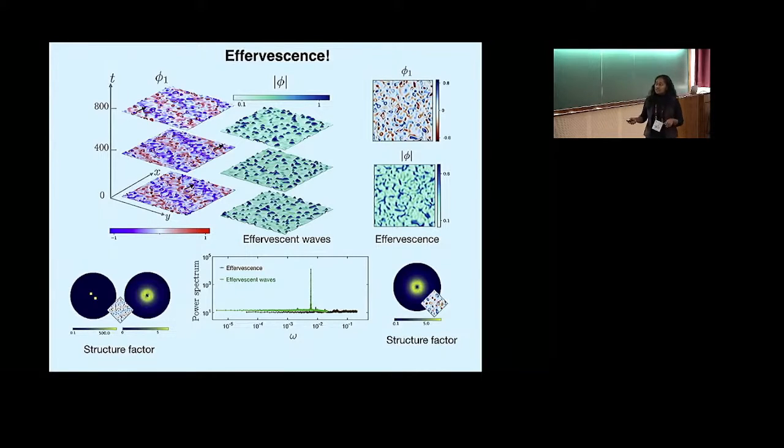The structure factor is pretty much isotropic if you subtract out the amplitude for the traveling wave in this case. It goes to 0 at q equal to 0 as it should, and then it is pretty much isotropic, showing that a large number of length scales are involved in producing these patterns. Same for the effervescent states as well.